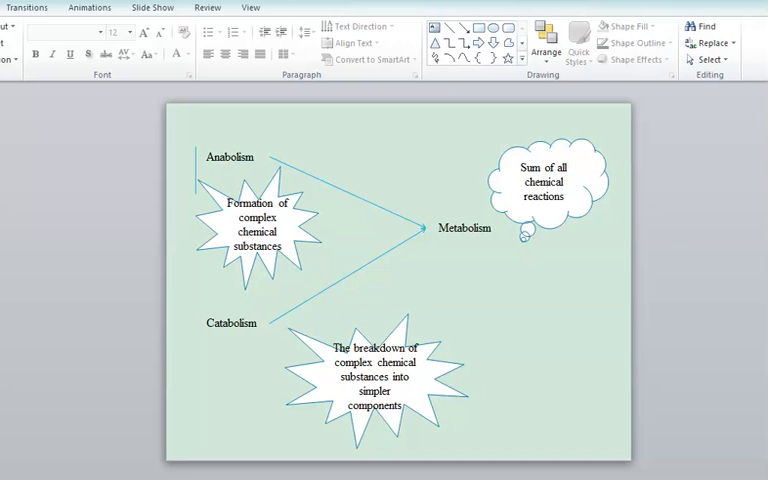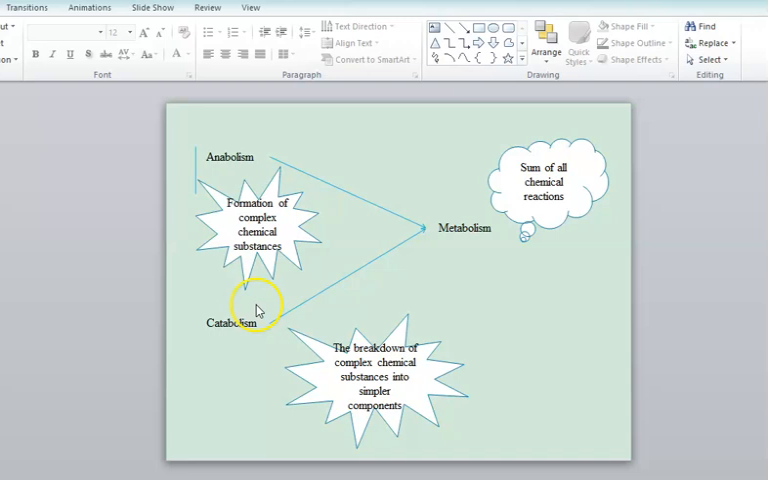It can be divided into two, that is anabolism and catabolism. Anabolism means formation of complex chemical substances. For example, the formation of proteins from amino acids. Amino acids combine together with the involvement of energy and form proteins. So here energy is utilized to form a complex chemical substance, that is called anabolism.